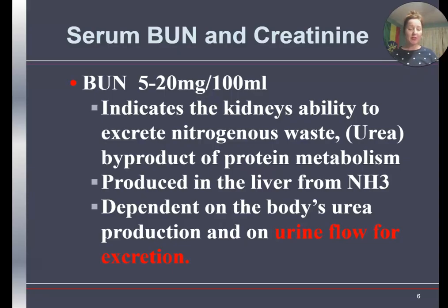So the BUN, the book says 8 to 21 is normal. Here our slides are saying 5 to 20. So you're just going to see what your hospital labs say in terms of the normal range. And it tells us how much nitrogenous waste can be kicked out by the kidneys, or urea, the byproduct of protein metabolism. And it also is produced in the liver from ammonia, NH3.